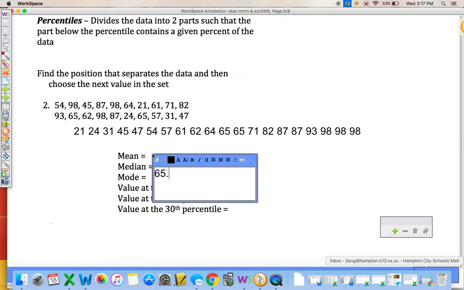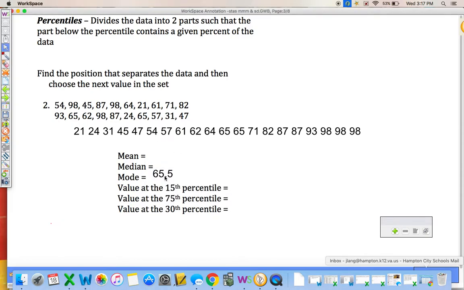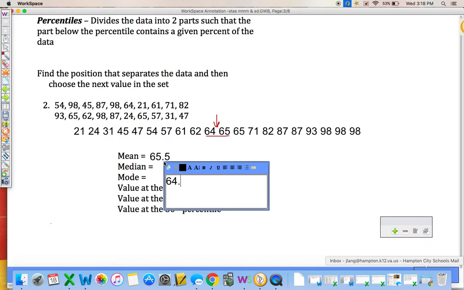Median. We put them in order, so let's understand what it is before we let the calculator do it for us. So 20 terms. I want the middle, which is going to be 2 terms. It's going to be 1, 2, 3, 4, 5, 6, 7, 8, 9, 10. My middle is going to be between these 2 terms. All right, and to find the middle of that, I'm going to add them together, divide by 2, do that quick math, and I get my median to be 64.5.